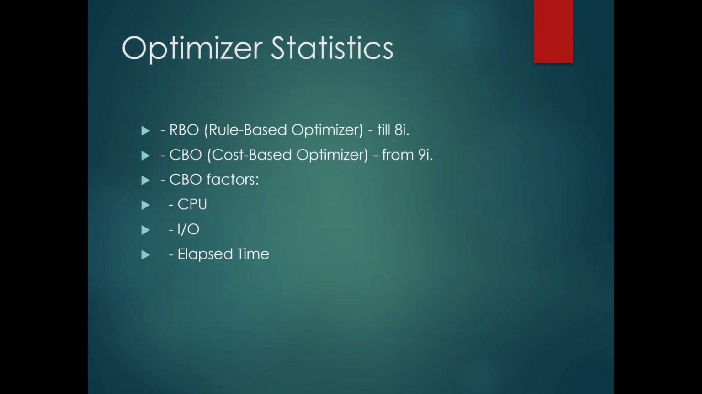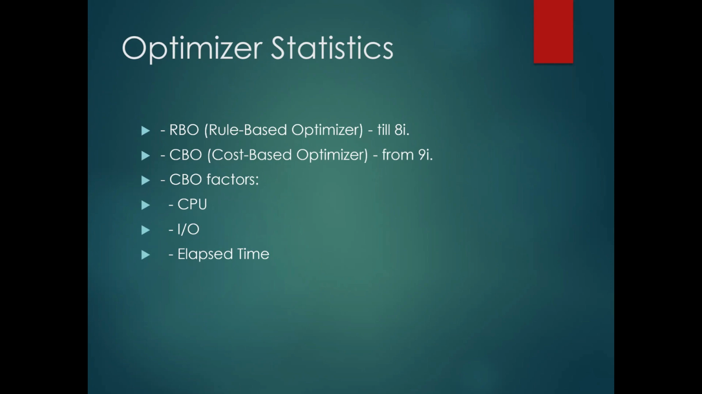And then the next chapter, optimizing the statistics. There are two methods: one is RBO and another one is CBO. So what is RBO, what is CBO? Before 9i, they were using RBO. RBO means rule based optimizer.